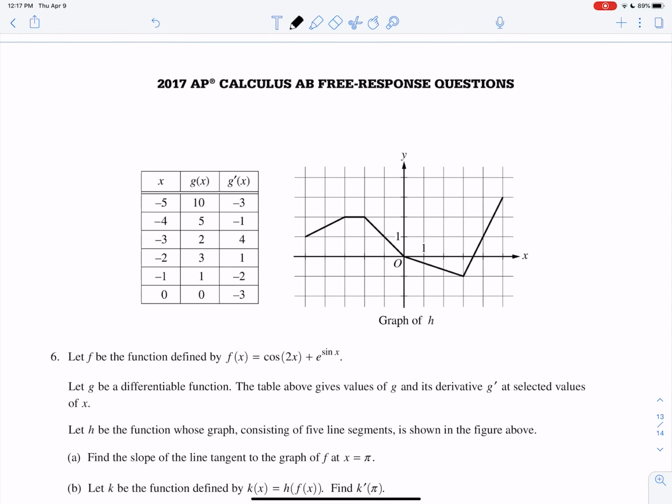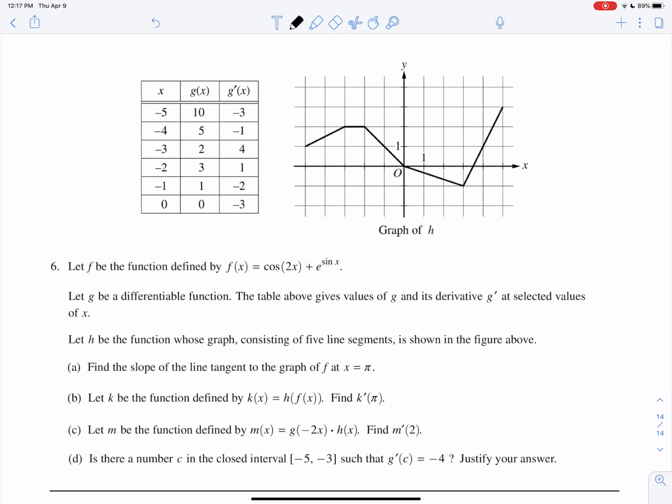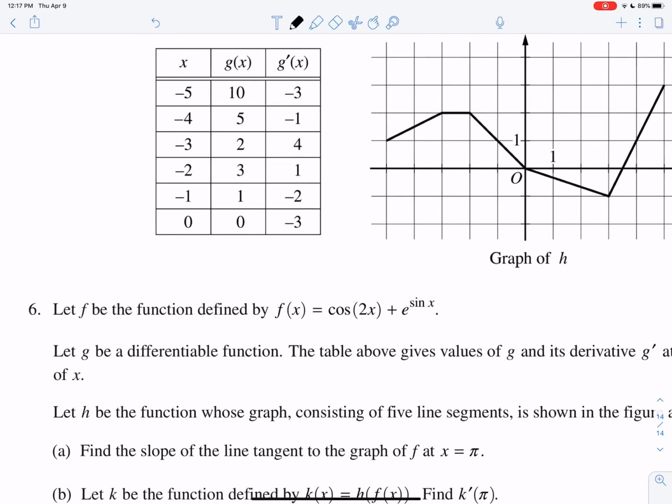Here's 2017 question 6. This is definitely a miscellaneous problem. Doesn't mean that it's not important. It's just they focus more on the analytical stuff, such as knowing how to take derivatives or take integrals using a variety of rules. Okay, so here I noticed that they give us the graph of h.